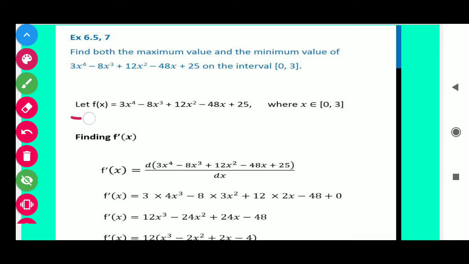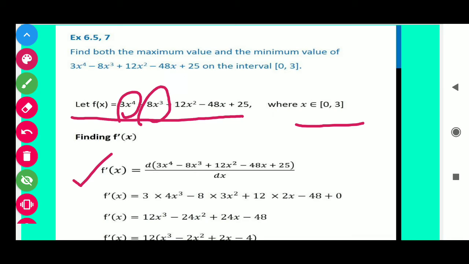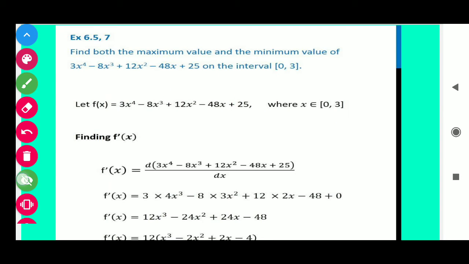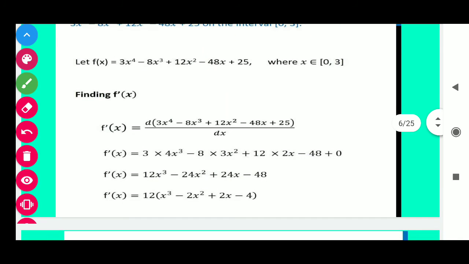Let f(x) equal this given function, where x belongs to the closed interval 0, 3. For finding the derivative, the derivative of x^4 is 4x cube, the derivative of x cube is 3x square, the derivative of x square is 2x, the derivative of x is 1, and the derivative of 25, which is a constant, is 0. In this way you will get f dash x equals 12x cube minus 2x square plus 2x minus 4.